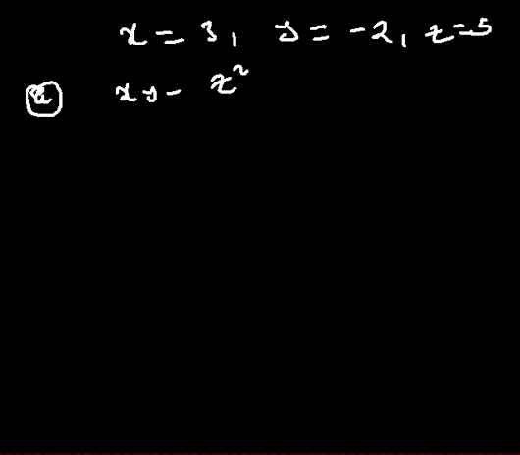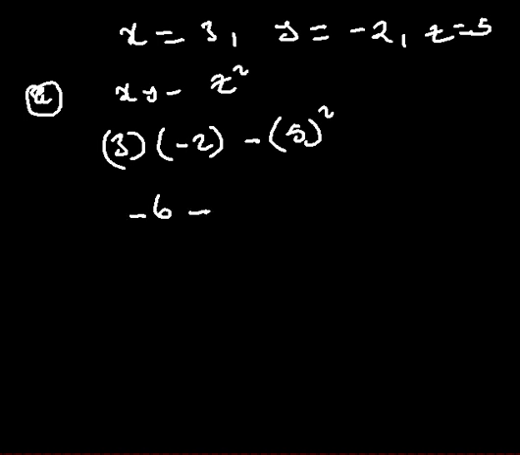So in this case, wherever there is x, we'll have to substitute 3. We'll have 3 times, and wherever we have y, we'll have -2, minus z, that is 5 to the power 2. So what is 3 times -2? That is -6. And in that case, we'll have -5 to the power 2, that is 25. So we'll have it as -31.